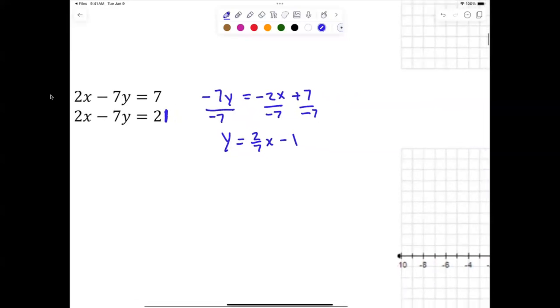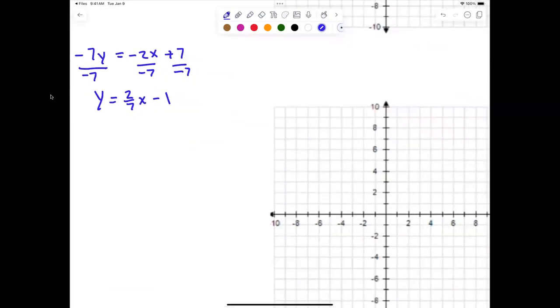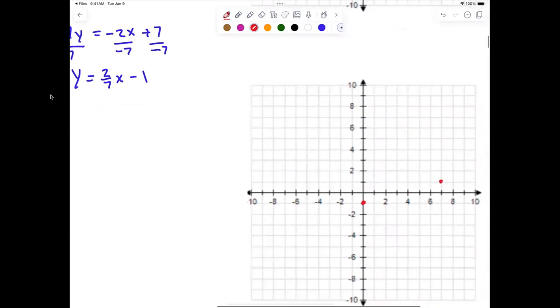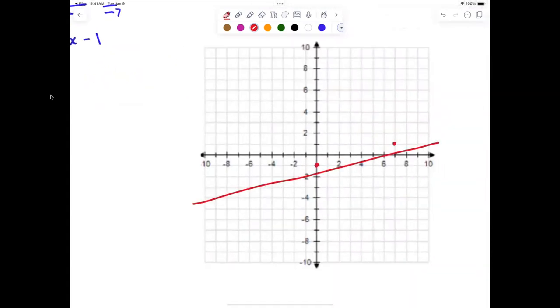All right, so how do I graph that now real quick? Let's go. Come on, we're going too slow. Down 1. Wow, I'm really proud of you for that, buddy. That was good. All right, up 2 over 7. Let's draw a line.